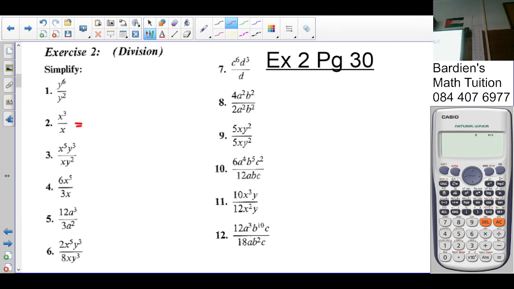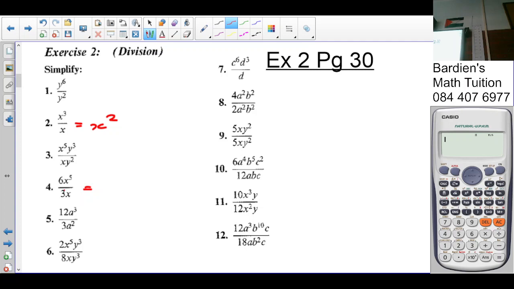What's your name? Blessing. Okay. X squared. You all agree with that? Yes. Right, next, Ilam. 3x. You all agree with that? No. Try again.